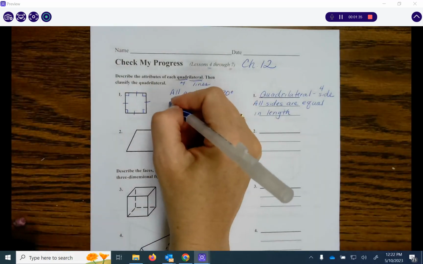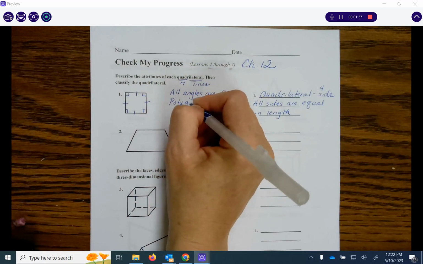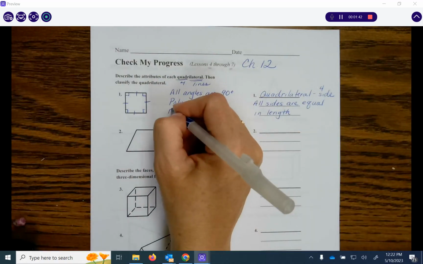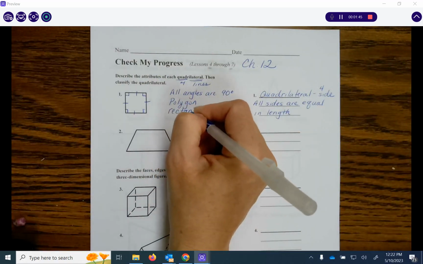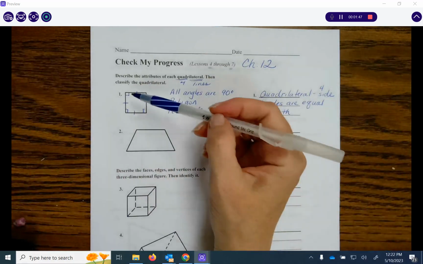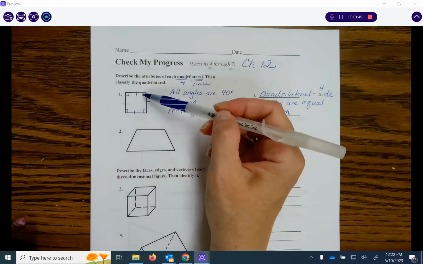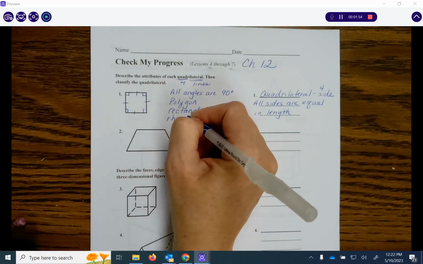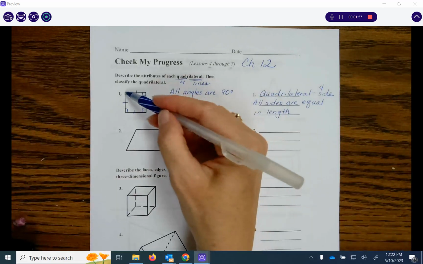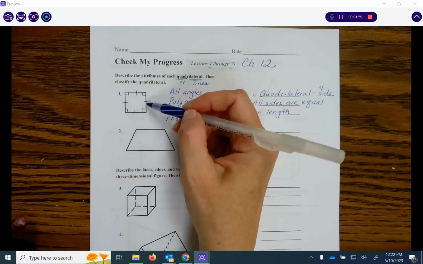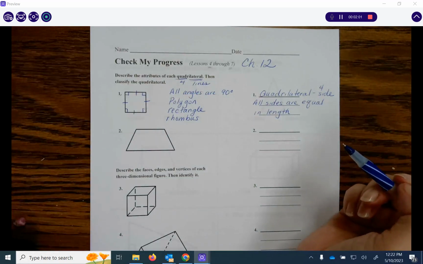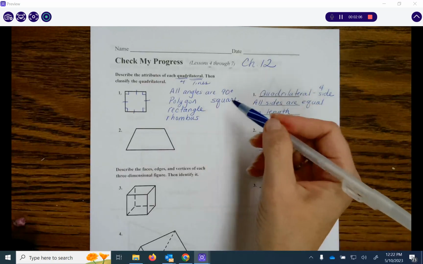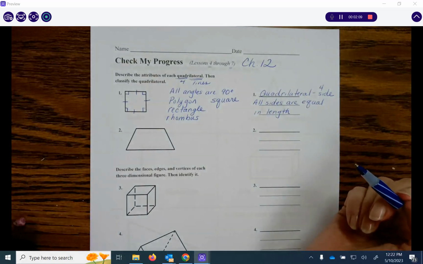This is a polygon because it is a closed figure. It is a rectangle because it is a quadrilateral with four right angles. It is a rhombus because it is a rectangle with four sides that are the same length. And it is a square because it is a rectangle and a rhombus.